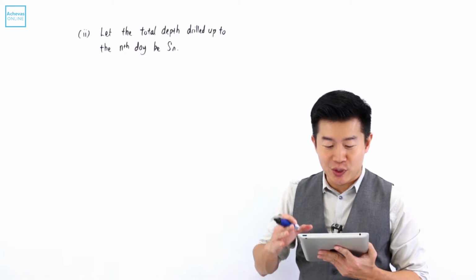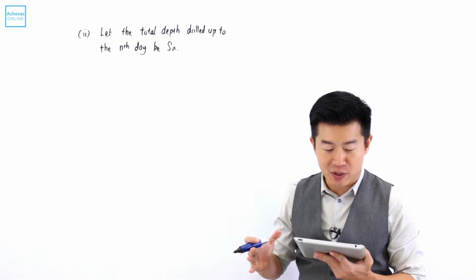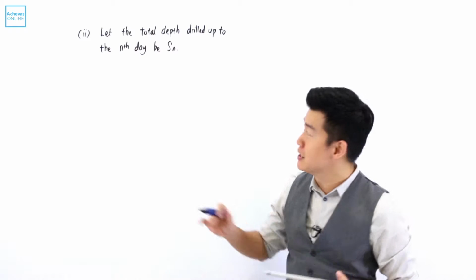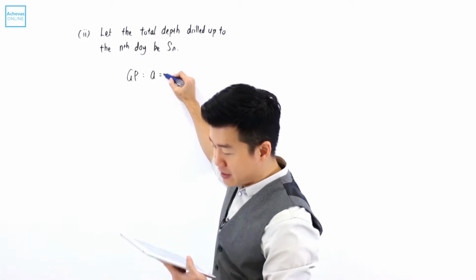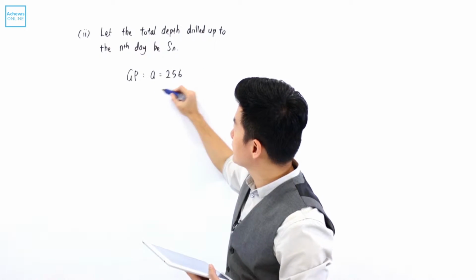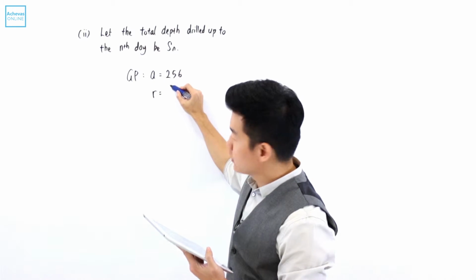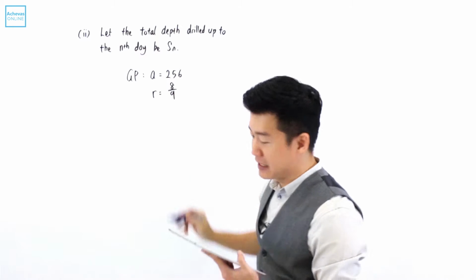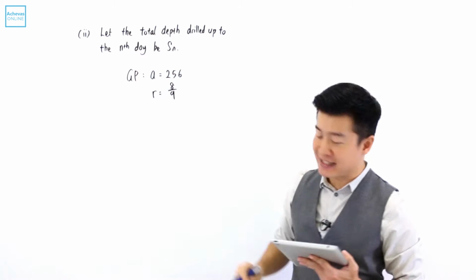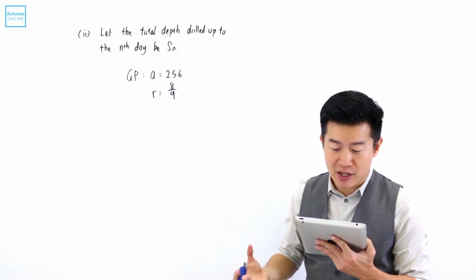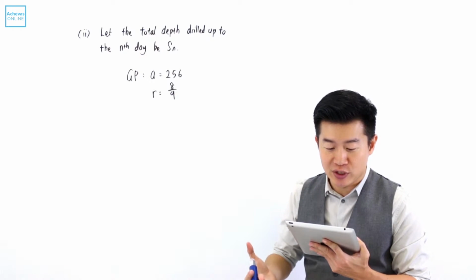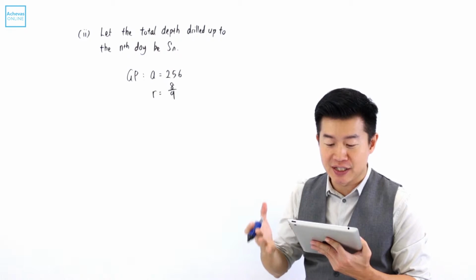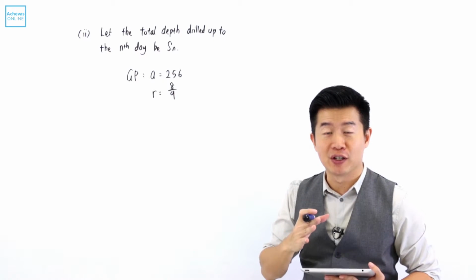And in part 2, if we were to analyze what is being described, what we can see now is a GP. And for this GP, it's going to have a first term as 256, and the common ratio is actually 8/9. And if I were to say Sn as the sum of this GP, what this question says is, what if the total depth that is drilled is going to exceed 99% of the theoretical maximum of the total depth?